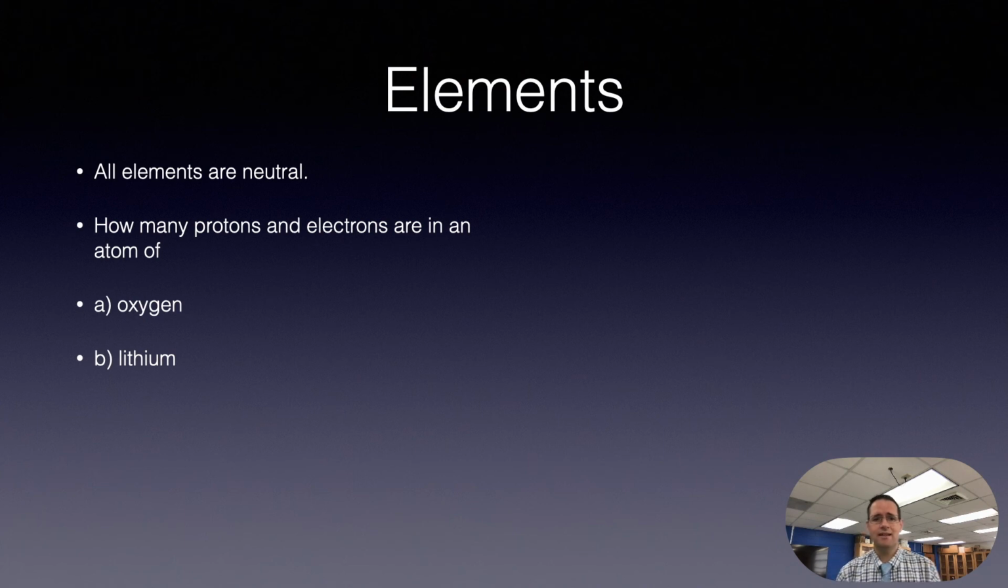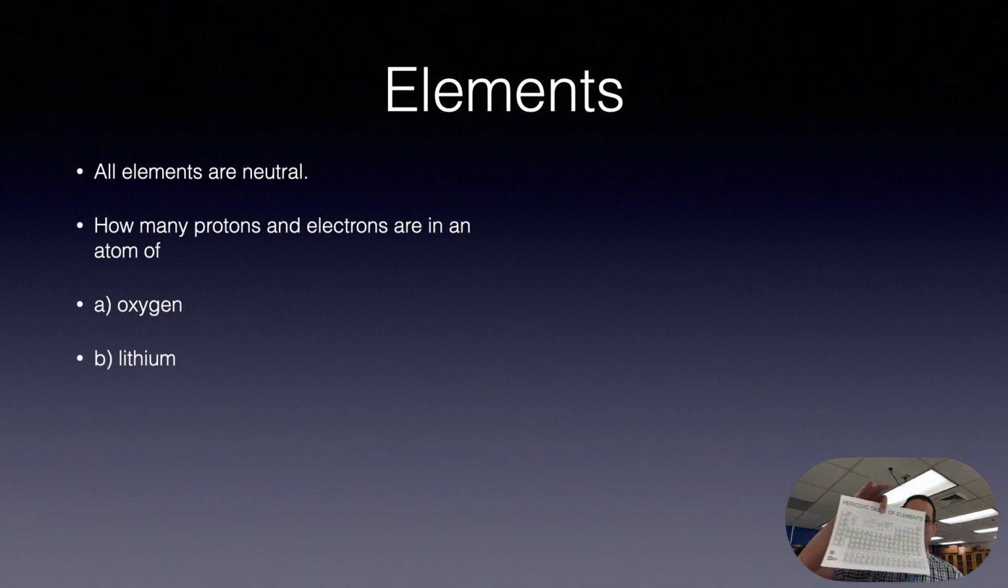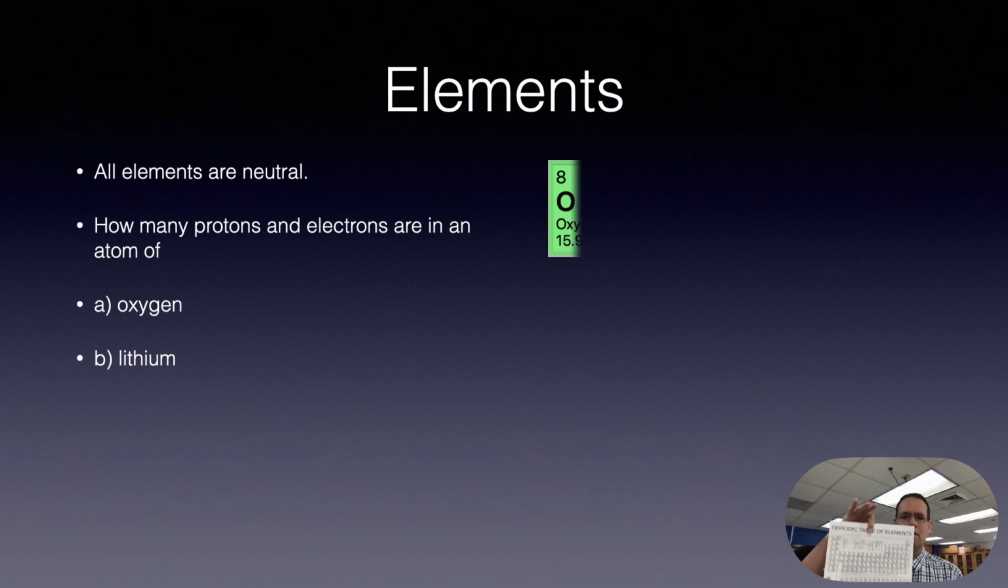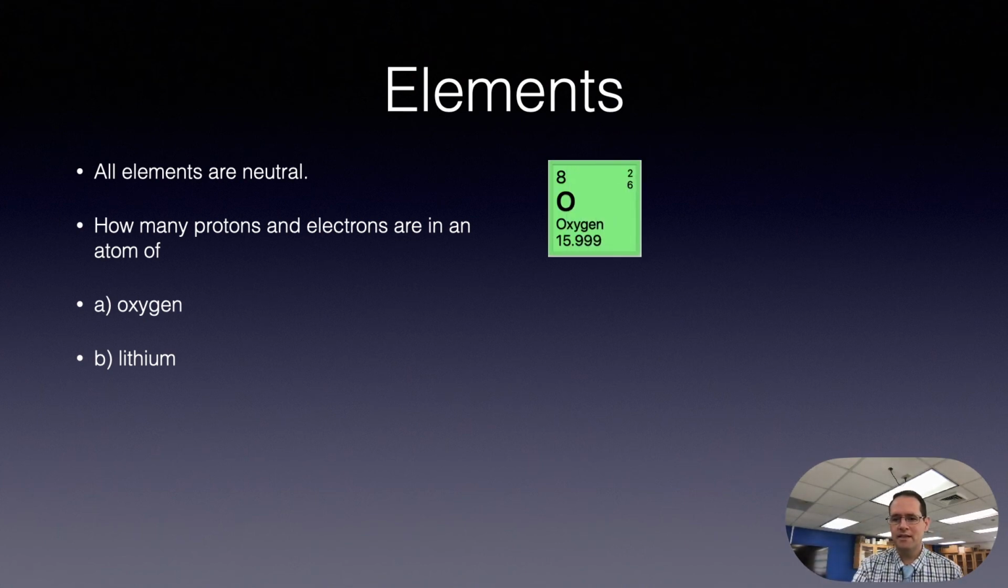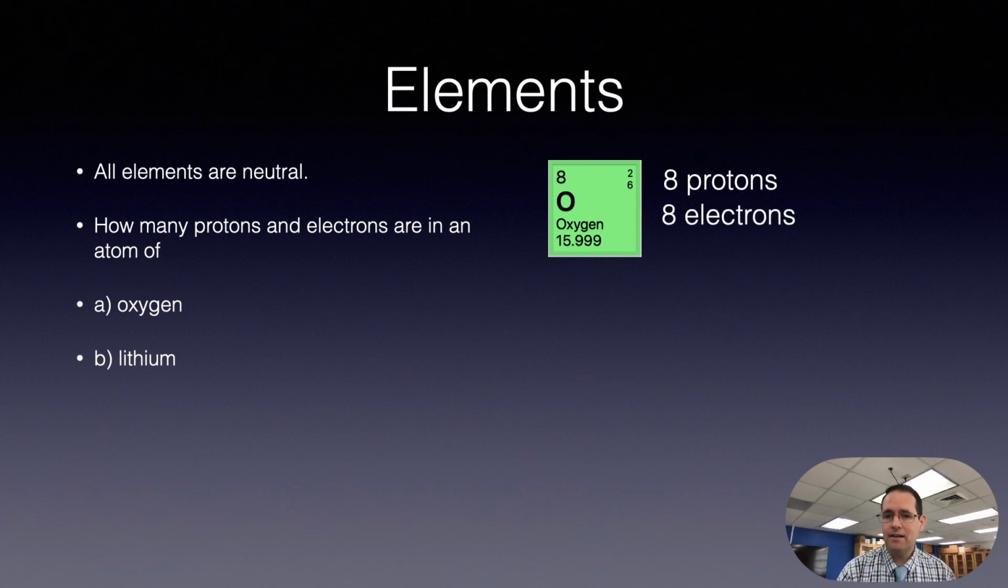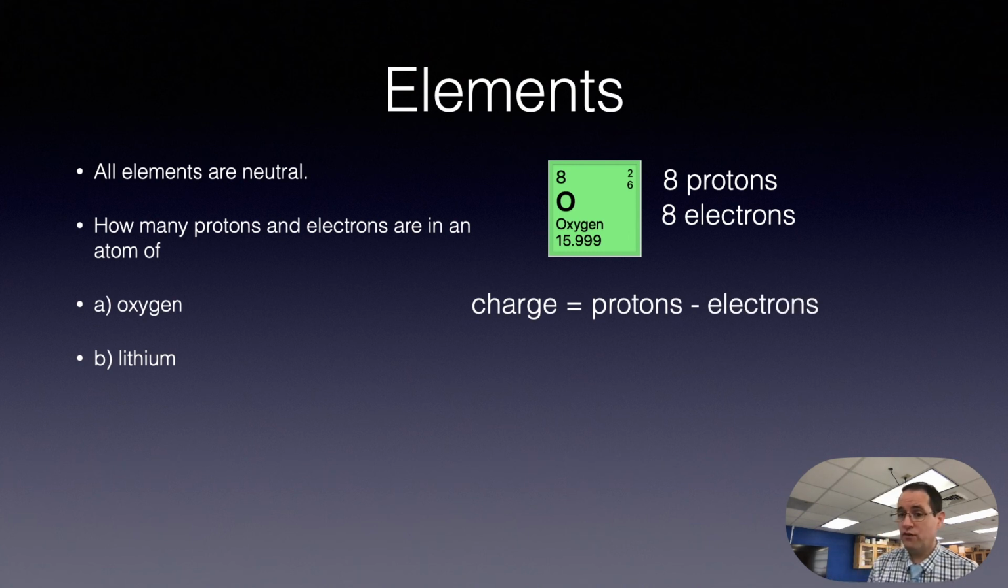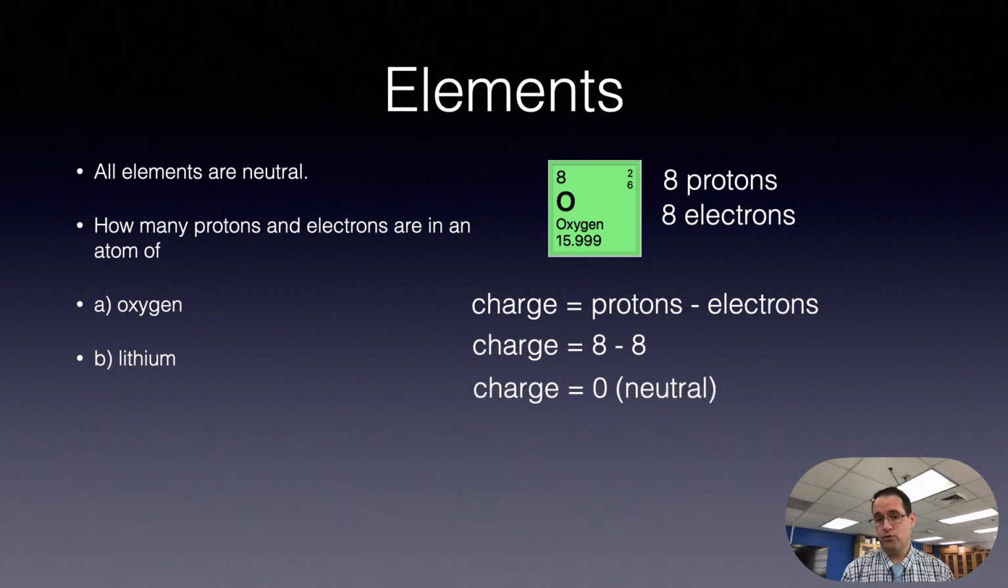How many protons and electrons are in an atom of oxygen? So first, you want to grab your periodic table and find oxygen on the periodic table. So oxygen is element number 8, and remember the atomic number is equal to 8, so that's how many protons this guy has. Now since we're talking about an atom or an element, it also must contain 8 electrons. If we use the charge formula now to compute the charge, the charge is equal to 8 minus 8, which is just 0. We call that neutral. So this is a neutral atom of oxygen.